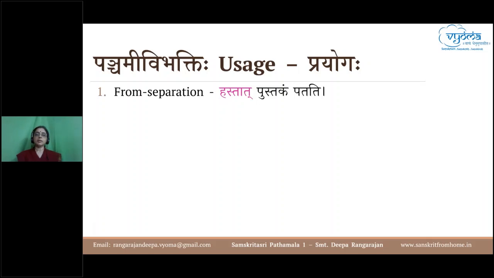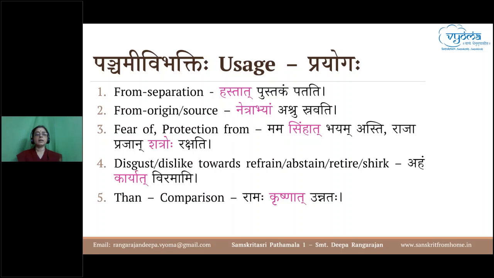Panchami we saw in the last class. So we quickly revise what we did and where the Panchami Vibhakti is used. Primarily it is used in the sense of from. When there is a separation of one object from another, the object from which the separation happens will be in Panchami Vibhakti. So hastat pustakam patati. From the hand, the book falls. So hastat is Panchami.